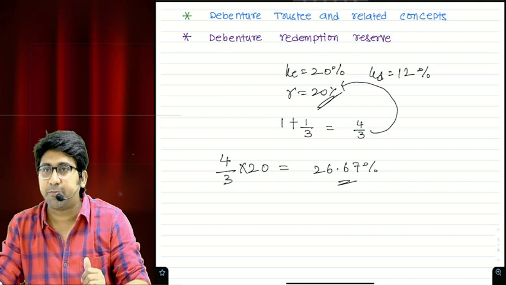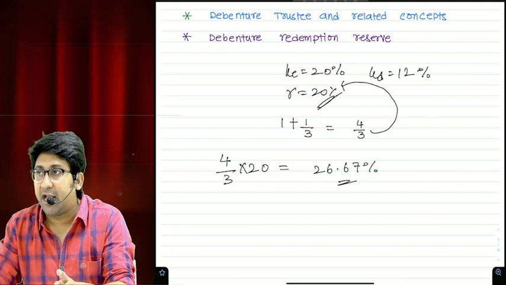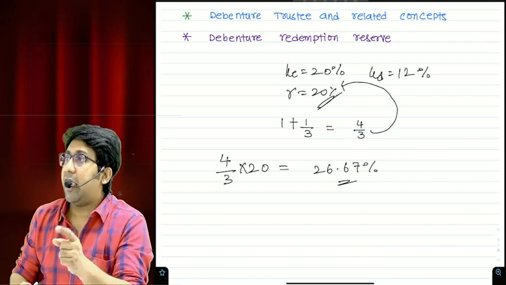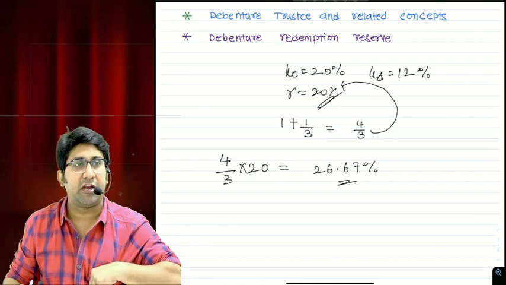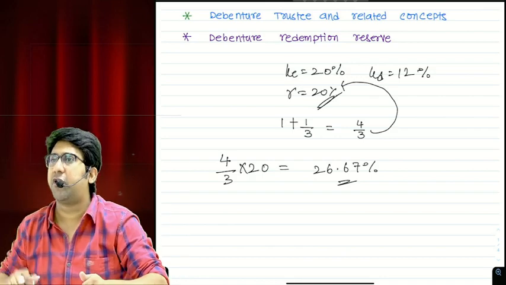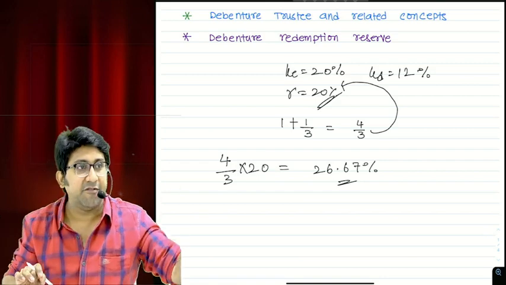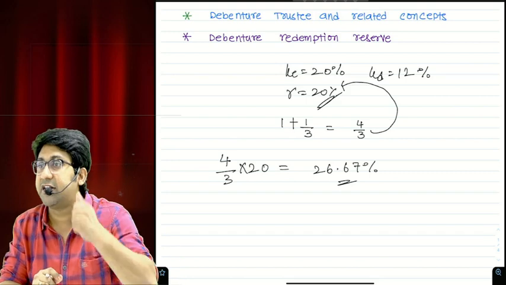How did you get 26.67? Because I didn't invest 3/4. I didn't invest 1 rupee. I invested 1 rupee plus 1/3. I invested 3 rupees, 4 rupees. In your pocket if you have 3, how is it possible to invest 4? I borrowed and invested. With this borrowing and investment, one benefit will come. That's called financial leverage.